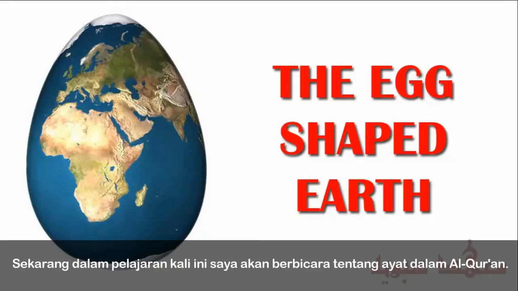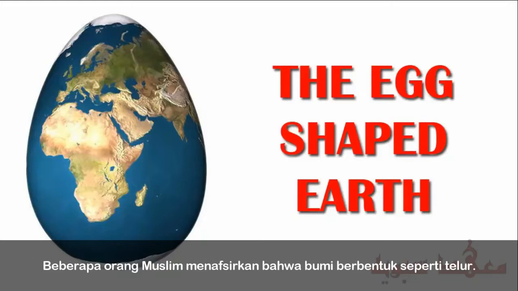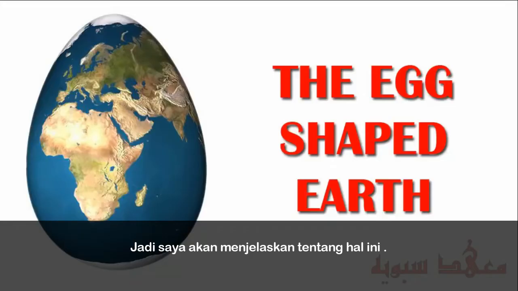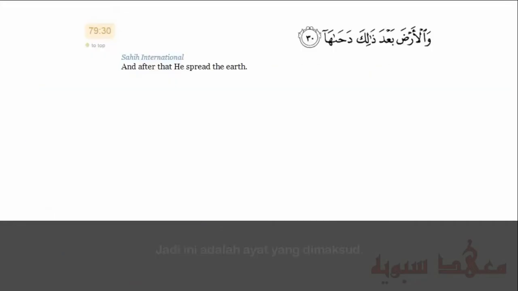Now in this lesson, I'm going to be speaking about the ayah in the Quran, which some Muslims have interpreted to mean that the earth is egg-shaped. Now some Muslims might be a bit surprised that I don't believe this to be the case, that the Quran says that the earth is egg-shaped. So I'll be explaining the evidences regarding this. Now, let's begin. So this is the ayah in question.